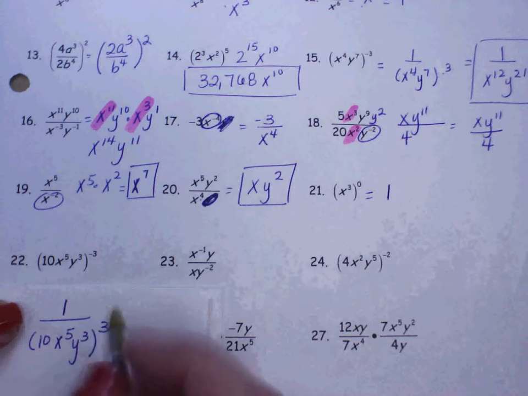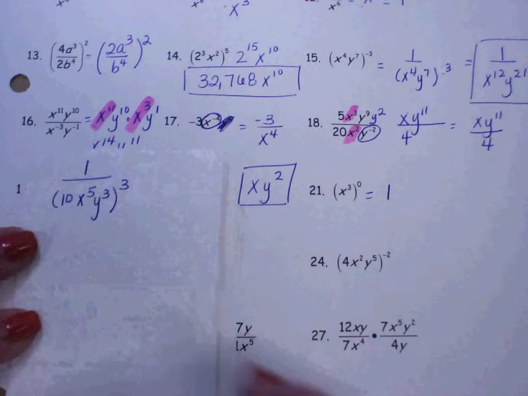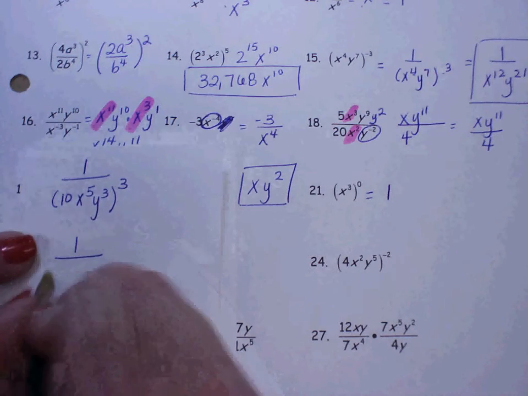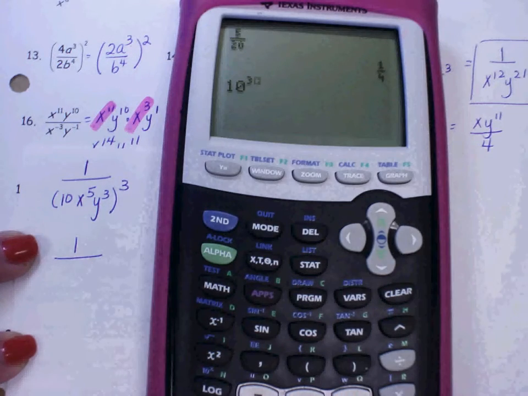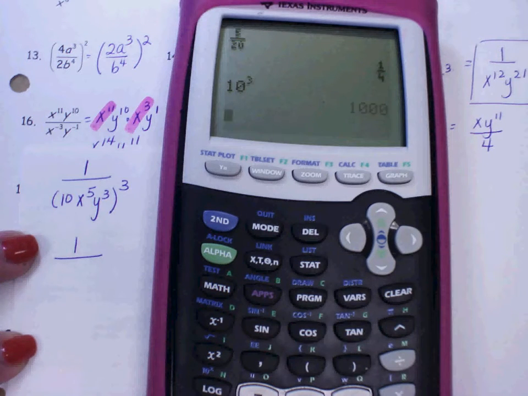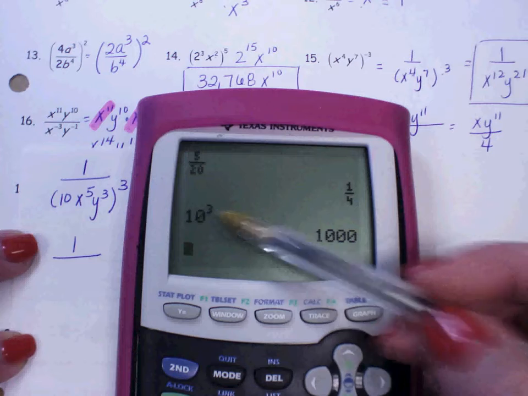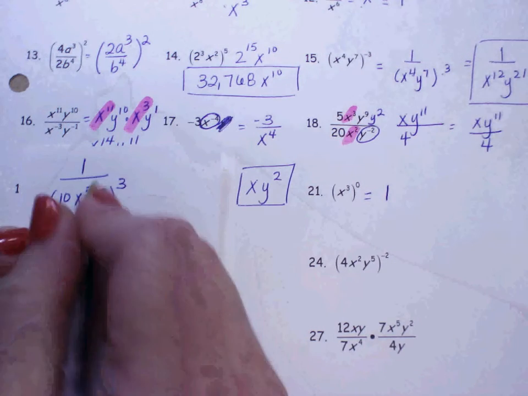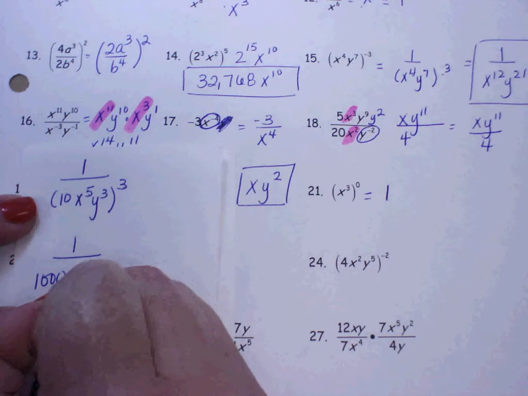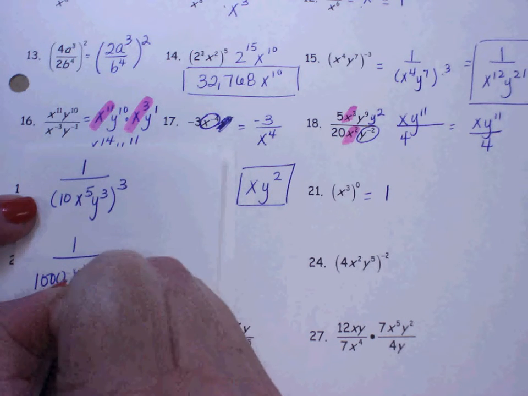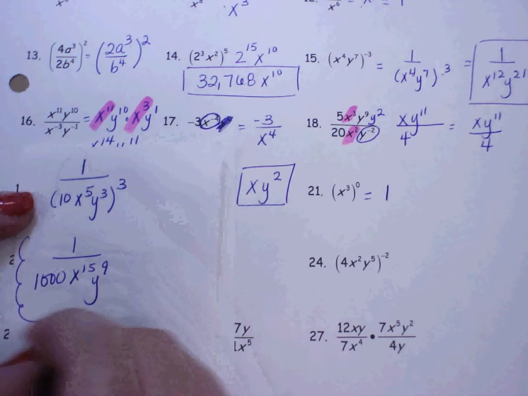With me? All right, now we got to distribute. So that would be 1 over, what's 10 to the third? No, 10 to the third is not 60. 1,000. And you got 3 zeros. That number tells you how many zeros you got, and it's 3 of them. So that will be 1,000. 5 times 3, and 3 times 3, 9. And there you go.